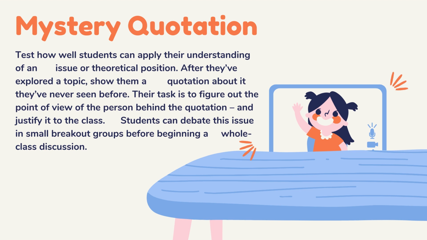The next interactive learning strategy is what we call the mystery quotation. Test how well students can apply their understanding of an issue or theoretical position. After they've explored a topic, show them a quotation about it they've never seen before. Their task is to figure out the point of view of the person behind the quotation and justify it to the class. Then students can debate this issue in small breakout groups before beginning a class discussion. This activity would really stimulate interaction and thinking.